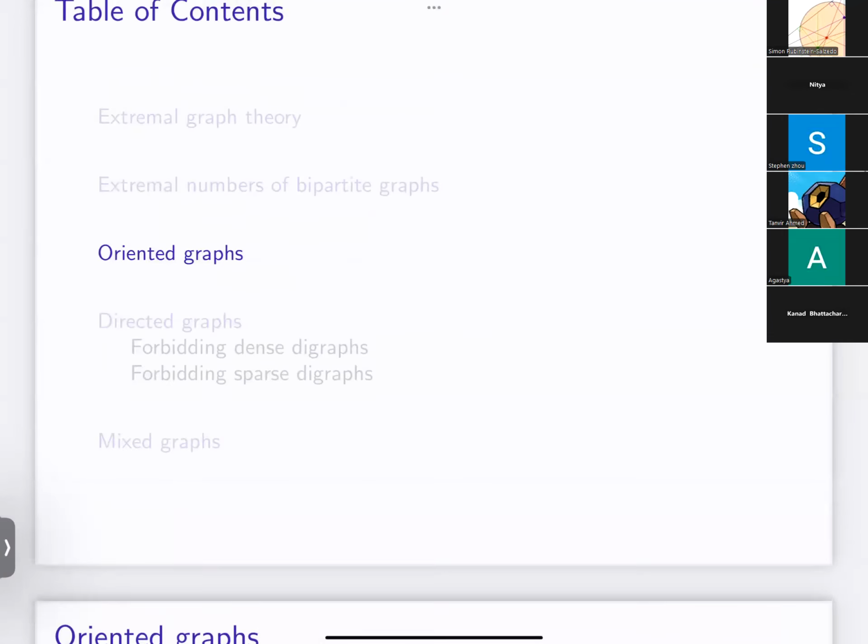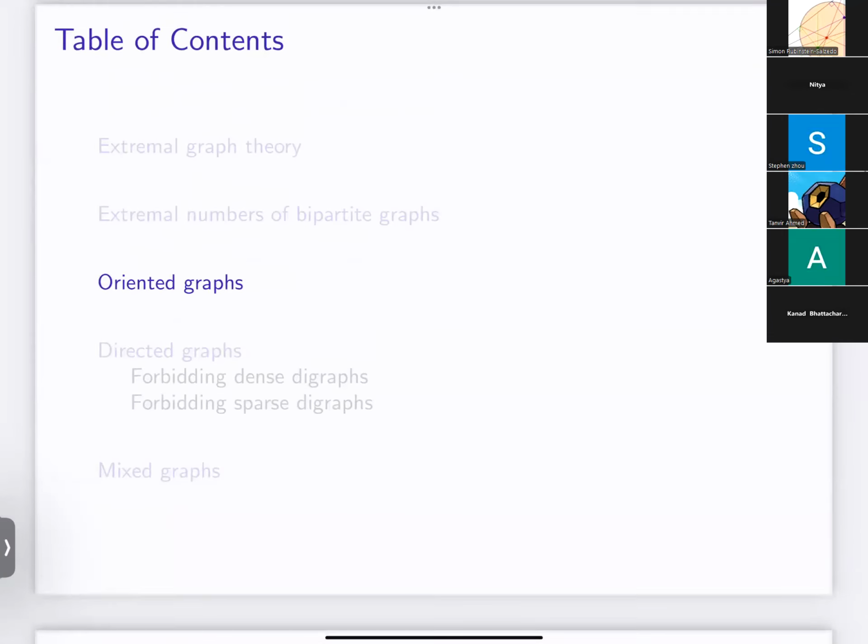So we're going to now turn our attention to graphs that have orientations. The motivation for studying graphs comes from a wide variety of places, but typically we think of graphs as undirected, where we have some vertices and we have some edges, which are just pairs of vertices.